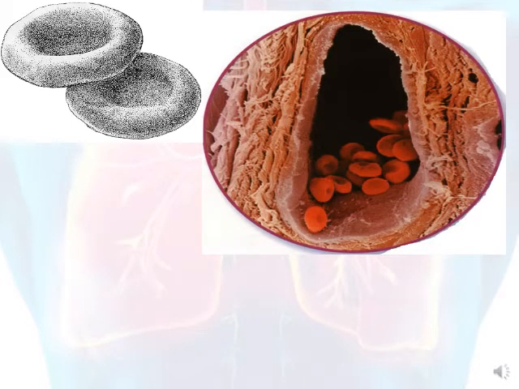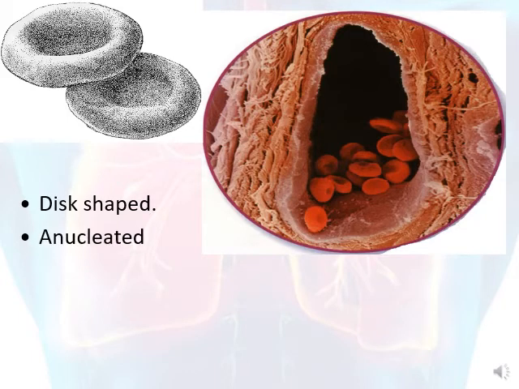The red blood cells are disc shaped. They look like the shape of a disc. They are anucleated, meaning that they don't have a nucleus.